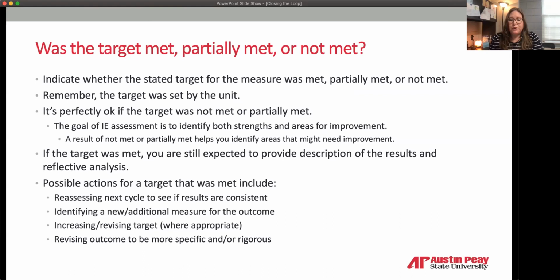And then also you may want to revise that outcome to be more specific or more rigorous. So maybe you met it and you thought, oh, that wasn't too hard for us to meet. So let's make it a little more complex this time. Let's focus on one specific aspect of it, or maybe up the ante a little bit to challenge us a bit more.